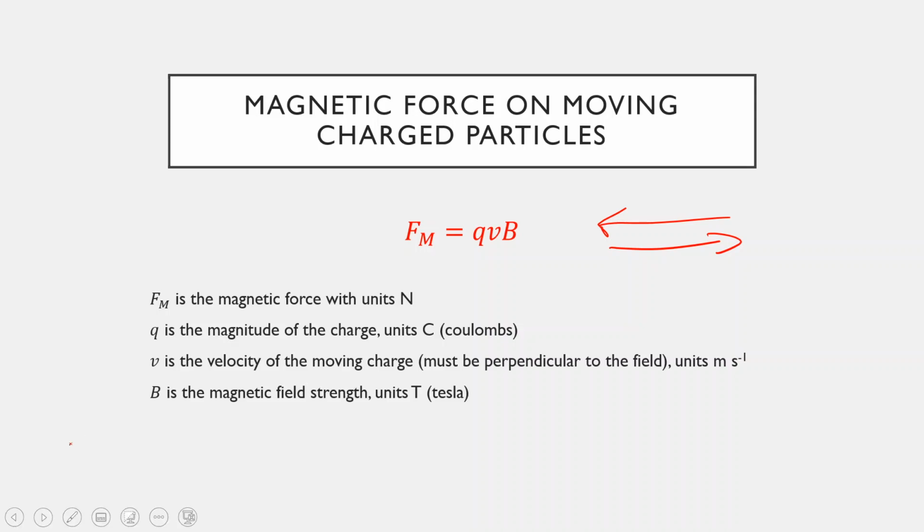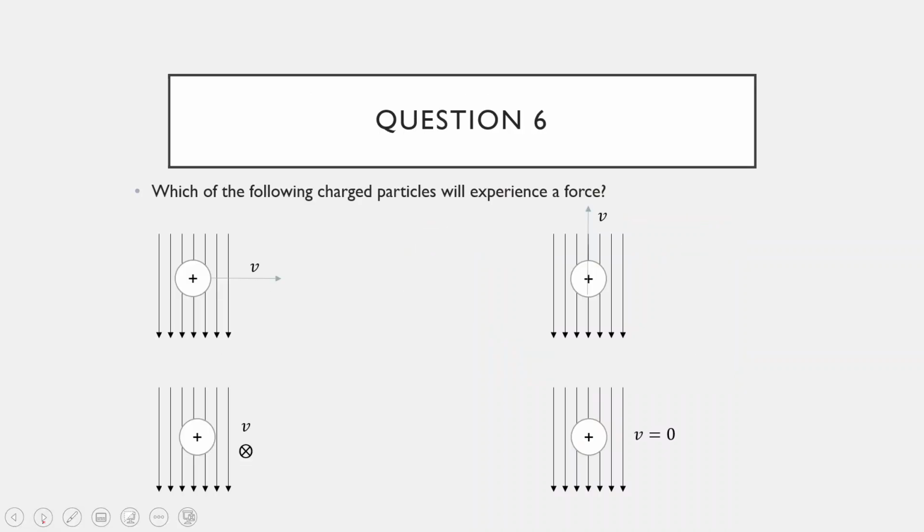So let's do a couple of questions here. These are qualitative questions, not quantitative. There aren't really any numbers we have to work with. Because the equation is so simple, you're just multiplying three things together, so we're not going to spend too much time on that. But we are going to analyze which one of these will experience a force. So which of the following charged particles will experience a force? You just have to remember, there just has to be a component of the velocity that is perpendicular to the field.